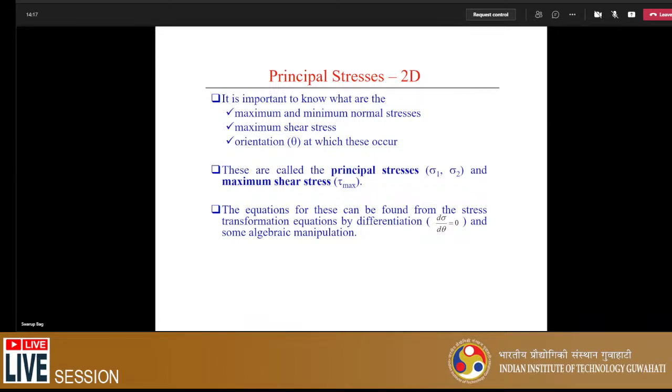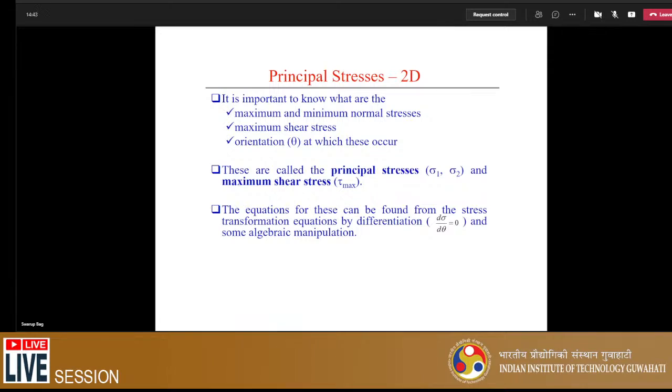Now we have seen that the state of the stress can be expressed in a general way, defining the x-axis and y-axis, assuming that different stress components are acting. Now, sigma x and sigma y are the normal stress components, and along with them the shear stress, tau xy, is acting in this case. Now, how can you estimate the principal stress, if you know the initial state, sigma x, sigma y?